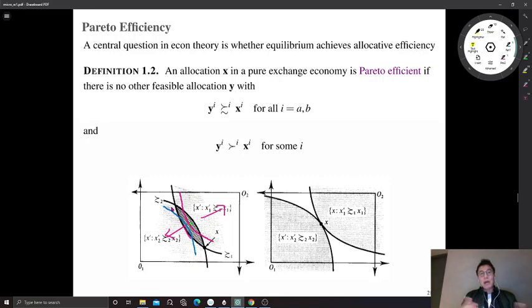So by reallocating the distribution of commodities, we can make both consumers better off. So allocation X is not Pareto efficient.